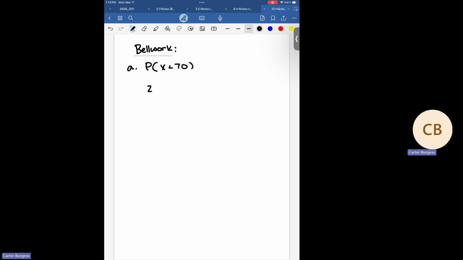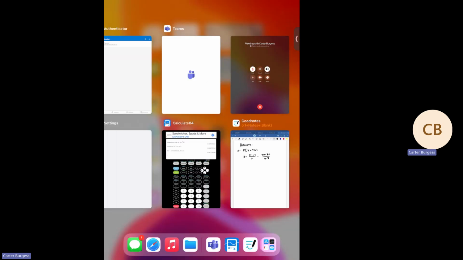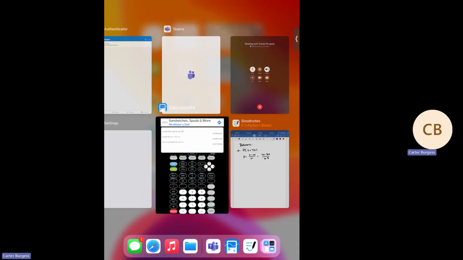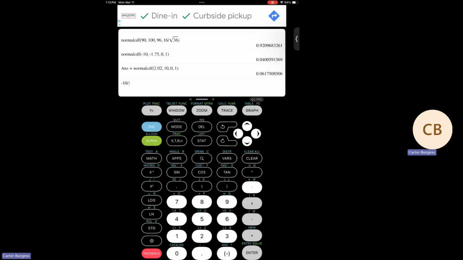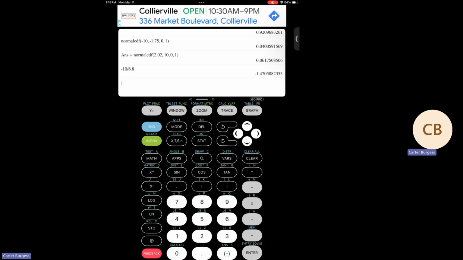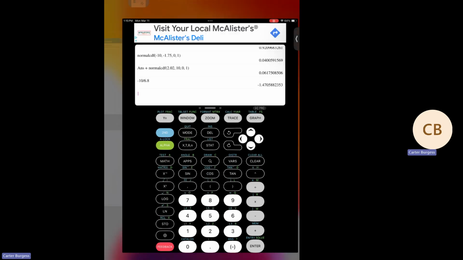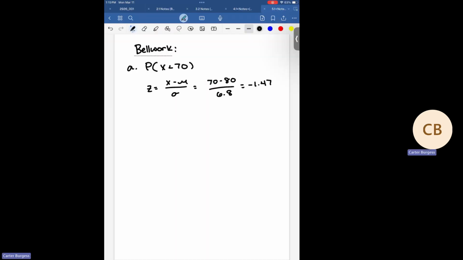What's our formula for z-score? X minus mu over standard deviation, which works out to be 70 minus 80 over 6.8, which is negative 10 divided by 6.8, and we get a z-score of negative 1.47. That is the z-score. So that's the standardized value of what this 70 represents.